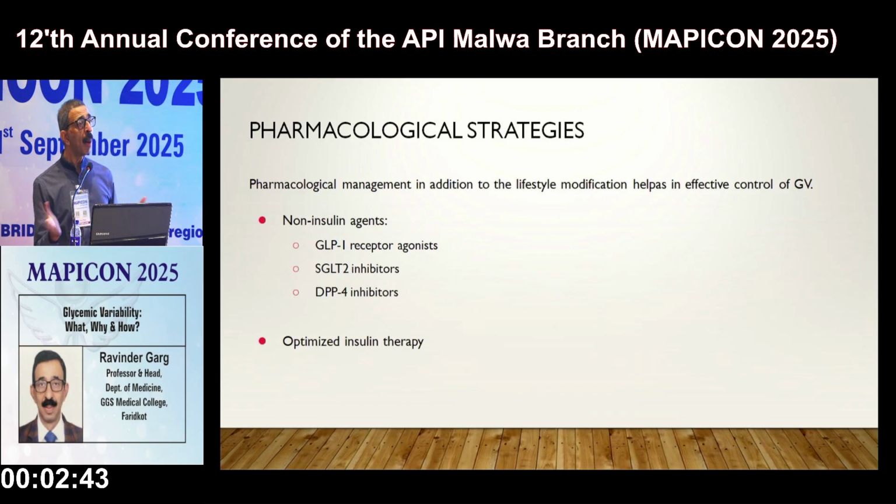Now we come to pharmacological. Pharmacological is non-insulin methods, and of course insulin is always there. So in the non-insulin agents, we have three important drugs. One is the GLP-1 agonists, which my colleague has already discussed in the previous talks. Second is the SGLT2 inhibitors. Third is the DPP-4 inhibitors. So we'll briefly touch these three groups of drugs.